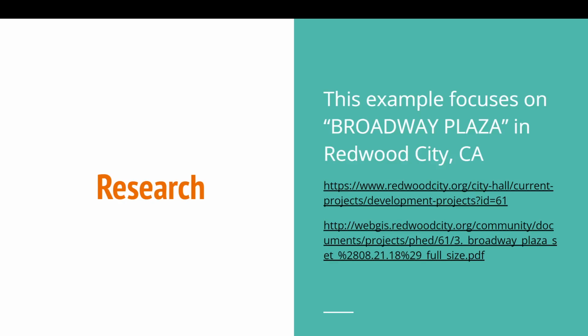So the first thing you need to do is your research. You need to define the actual developments being made. A lot of the time the research can be at least begun on each city's individual planning site. This tutorial is going to be using an example called Broadway Plaza, which is in Redwood City, California.